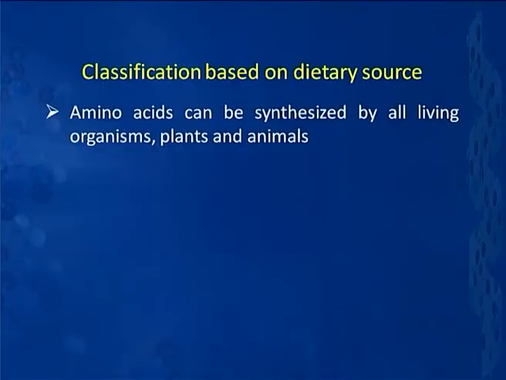Okay. Now, having talked about the classification, let us move on to yet another way of classifying, that is on the basis of the dietary sources. Let us look at what we mean by this. We know that amino acids are synthesized in the body. All living organisms, plants, animals, they all synthesize amino acids.